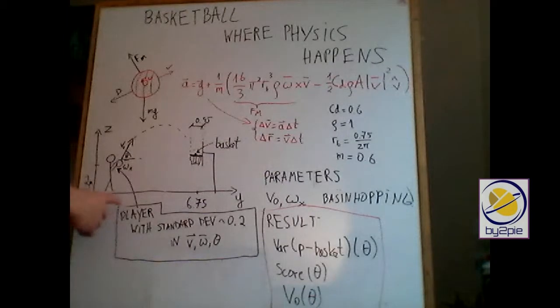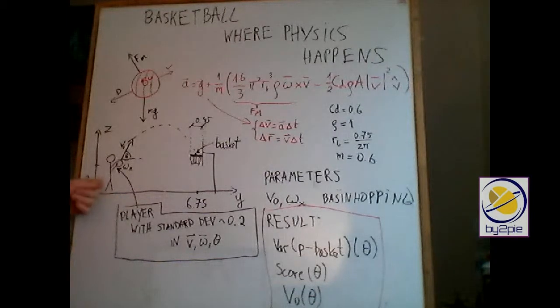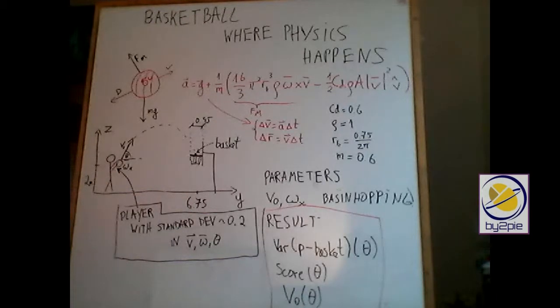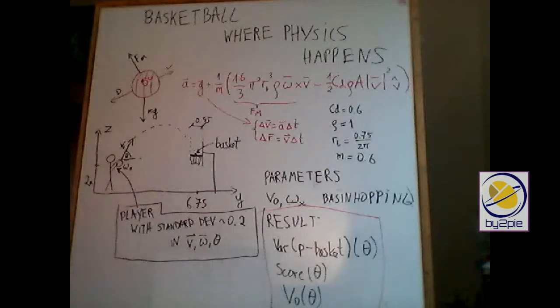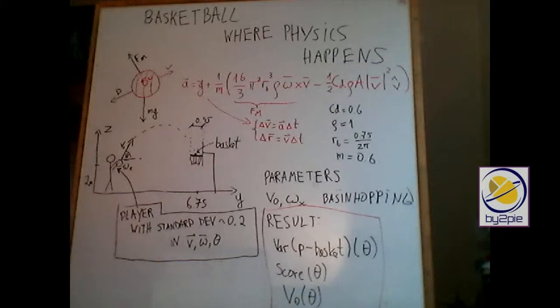And this is the picture. There is a player. He is going to shoot the ball from 6 meters 75 centimeters. Of course, he is holding the ball approximately 2 meters above the ground. In my case, it's going to be only 1.7 meters, but it doesn't matter. Let's approximate and take it as 2 meters.